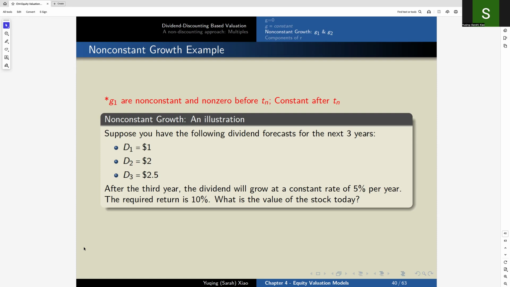A general picture is that in step 1, we discount the first 3 dividends back to today one at a time. And in step 2, at the end of year 3, we calculate the terminal value using the Gordon model. That means take the year 4 dividend, which is $2.5 times 1.05, and divide by the required return minus the growth rate. In step 3, we discount that terminal value back to today, and finally, we add everything up.